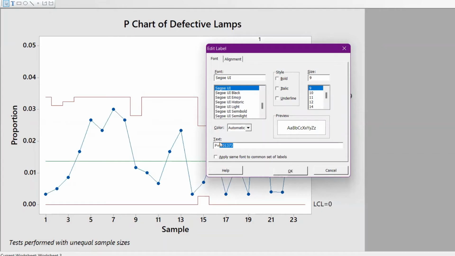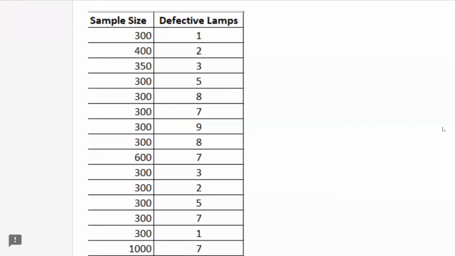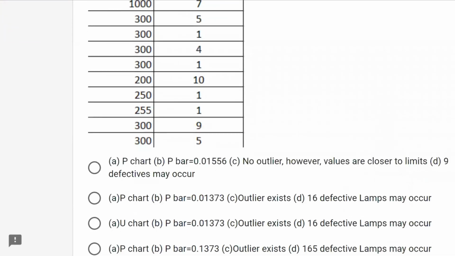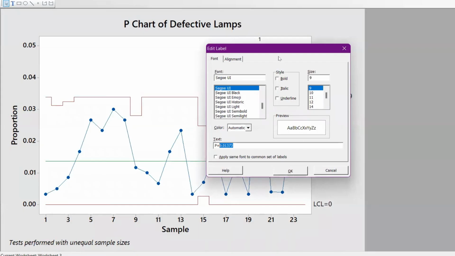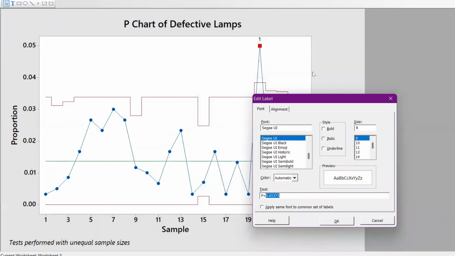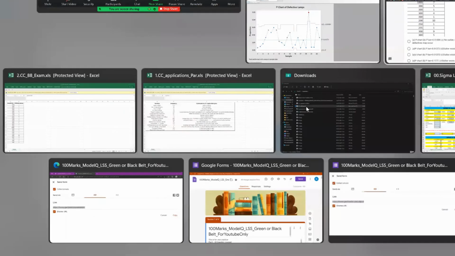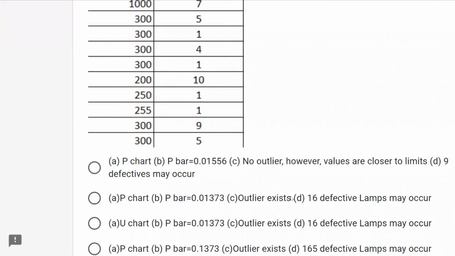Okay, let us check in the options. 0.0137 with a P chart, that's right. Outlier exists? Yes, there is an outlier. Yeah, there is an outlier here. That's right. And let's see what is the next clue we will get.